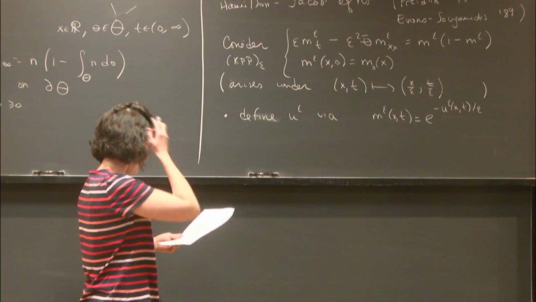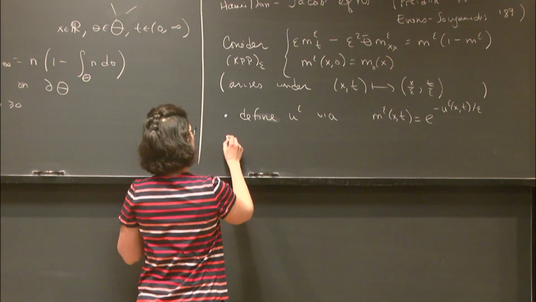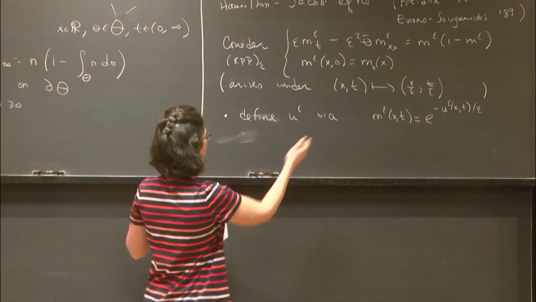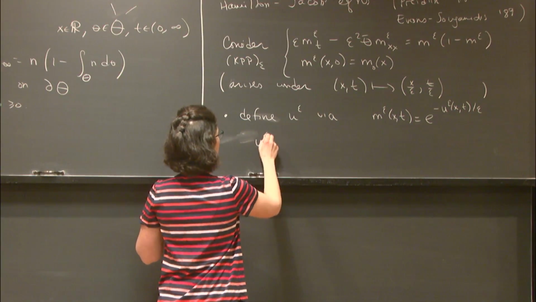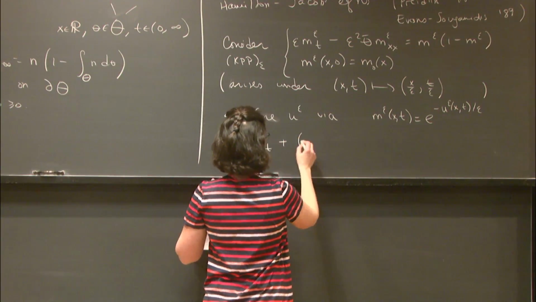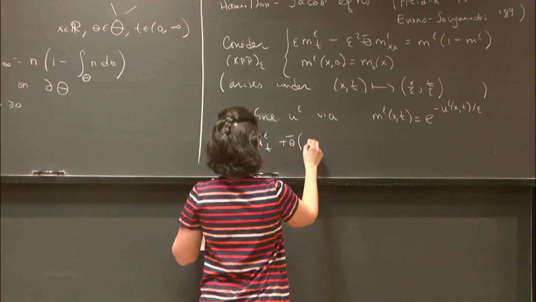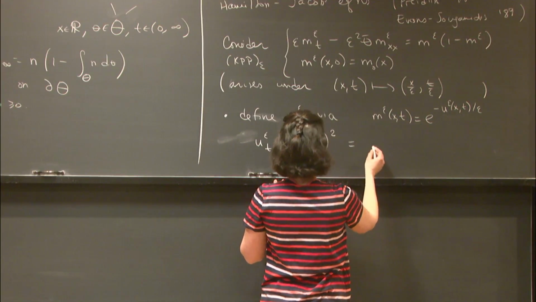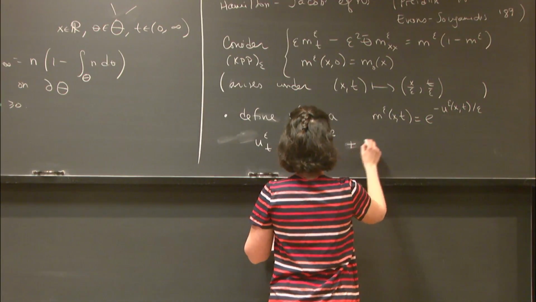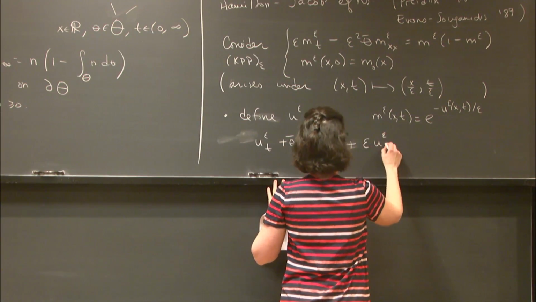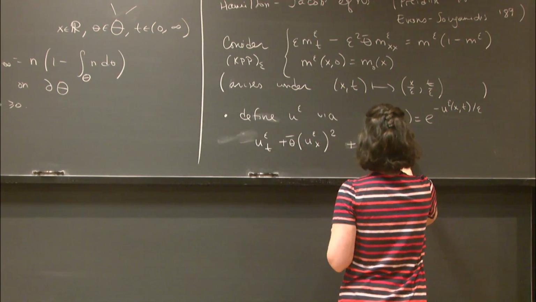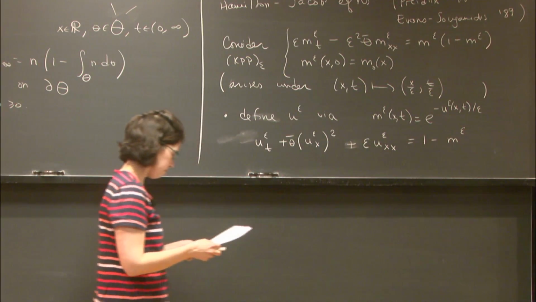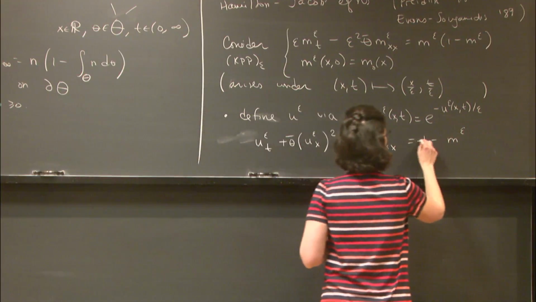So let me write down what I just said. First, you can write down a PDE for what this u epsilon solves. It'll be u epsilon t plus theta bar u epsilon x squared, plus epsilon u epsilon xx, is equal to 1 minus m epsilon.